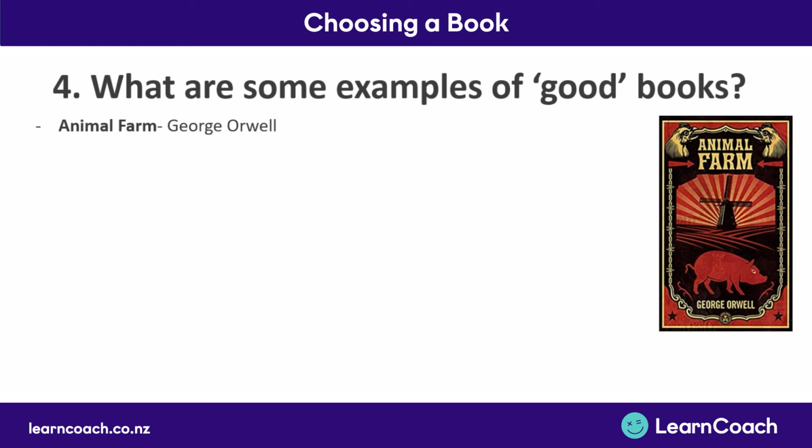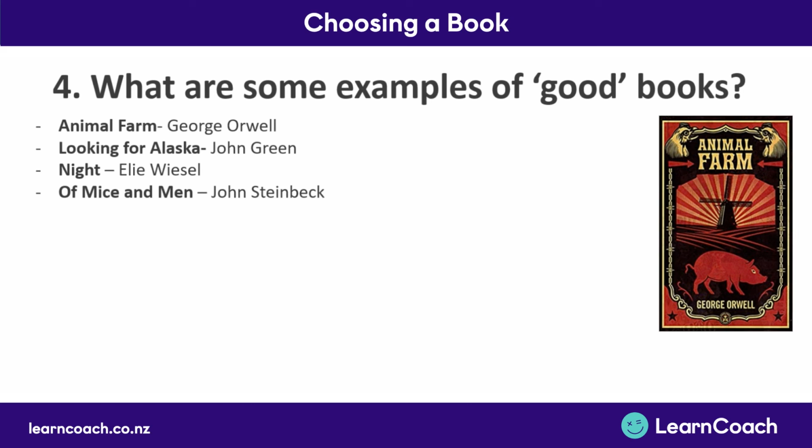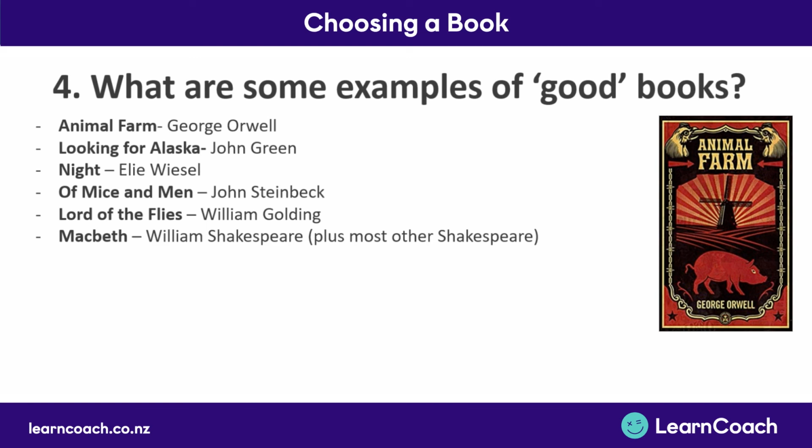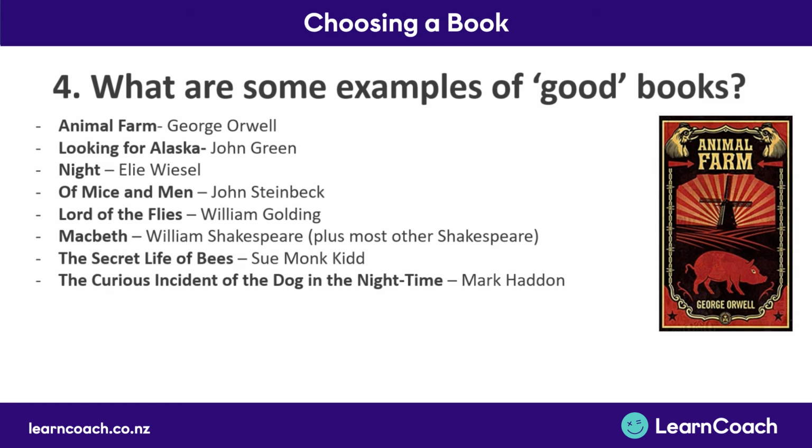Animal Farm by George Orwell, Looking for Alaska by John Green, Night by Elie Wiesel, Of Mice and Men by John Steinbeck, Lord of the Flies by William Golding, Macbeth by Shakespeare, and most other Shakespeare will also be very good for English 1.1, The Secret Life of Bees by Sue Monk Kidd, The Curious Incident of the Dog in the Night-Time by Mark Haddon, and Noughts and Crosses by Malorie Blackman.